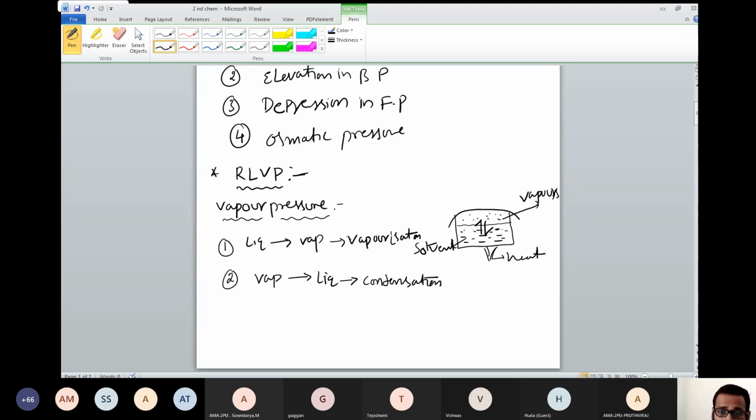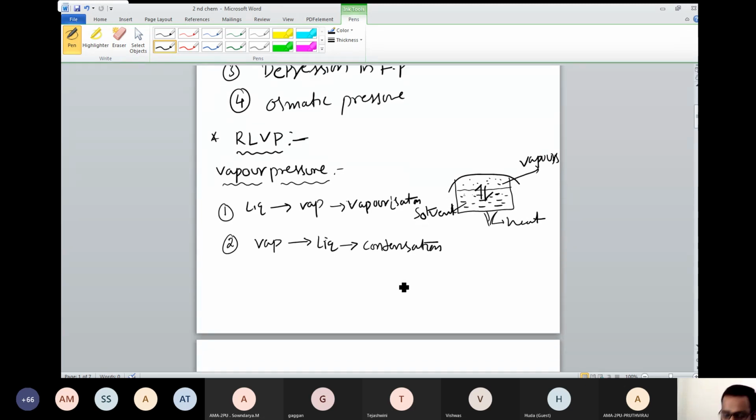Why am I explaining this? To explain what is the relative lowering of vapor pressure. To understand what RLVP is, all of these are very important. Till now I have not given what is RLVP, or what is vapor pressure. I just gave two processes. Liquid converted to vapor is called vaporization. Those vapors converted to liquid is called condensation.